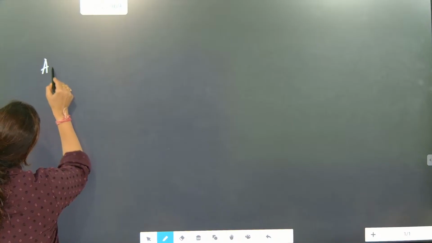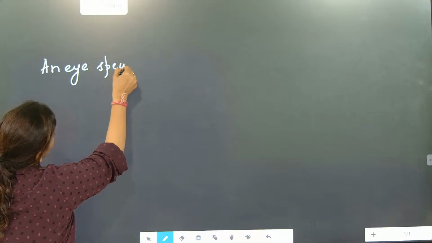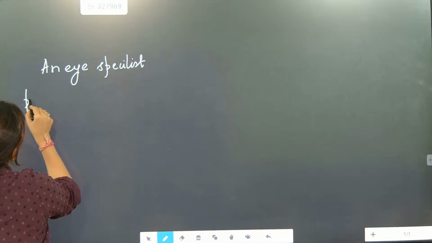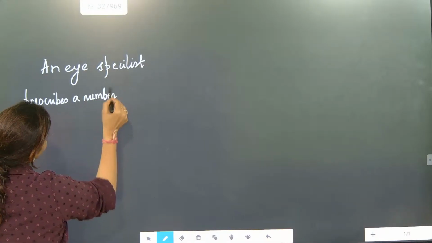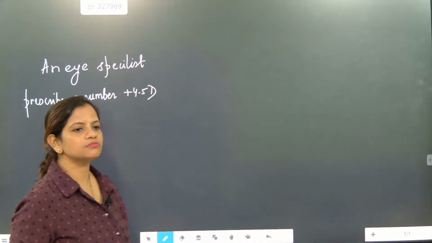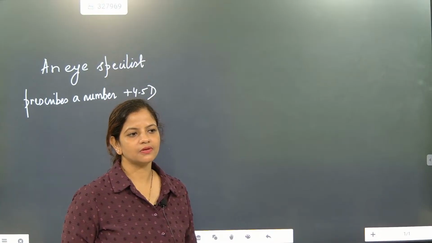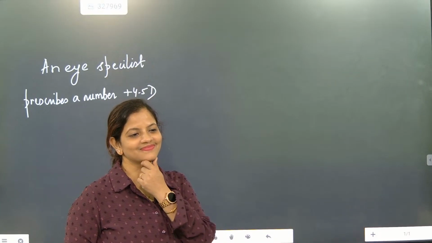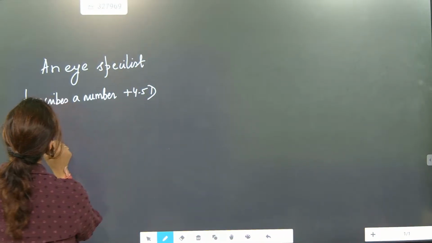Empowerment, right? Now go. An eye specialist prescribes a number. Write down. An eye specialist prescribes a number, plus 4.5 diopter. So power is given as how much? 4.5 diopter, to a person for his glasses.